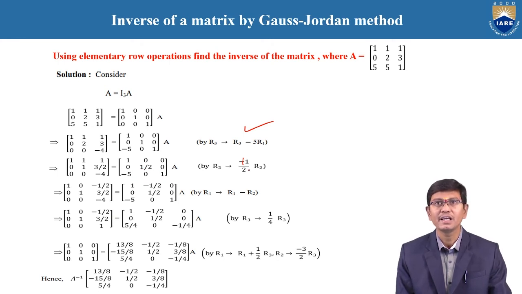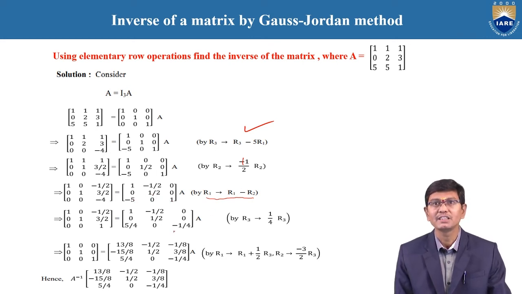And finally, when we observe here, once again we need to change the first row, second column value 1 to 0. Therefore, we apply R1 = R1 - R2. The left-hand-side matrix is reduced to 1 0 -1/2, 0 1 3/2, 0 0 -4. The right-side matrix is also changed with R1 = R1 - R2, so the values become 1 -1/2 0, 0 1/2 0, and -5 0 1 only.